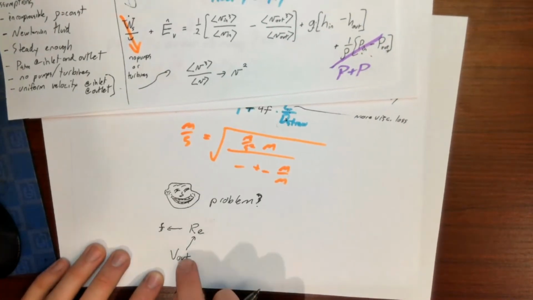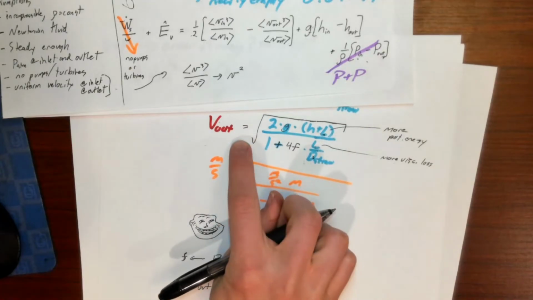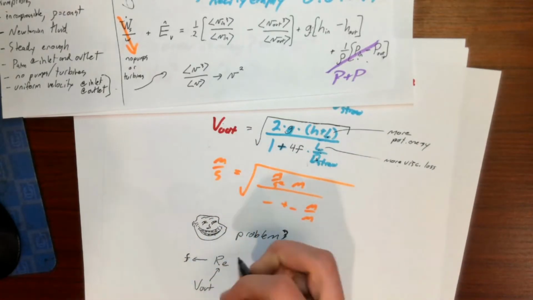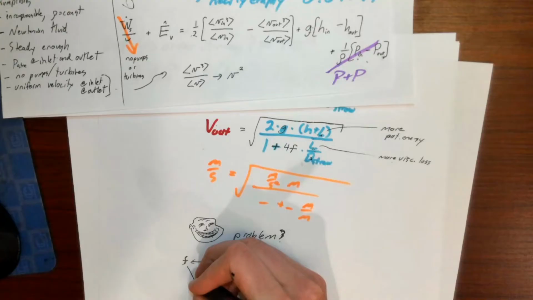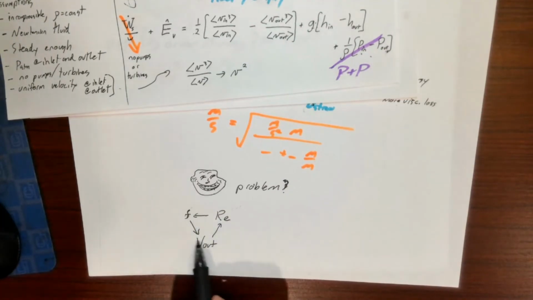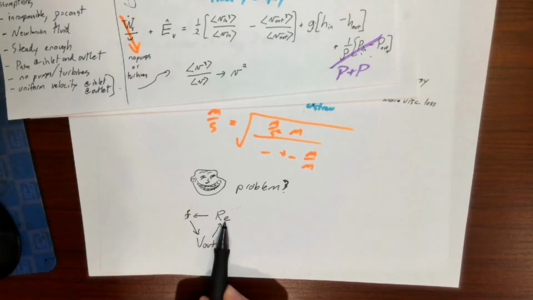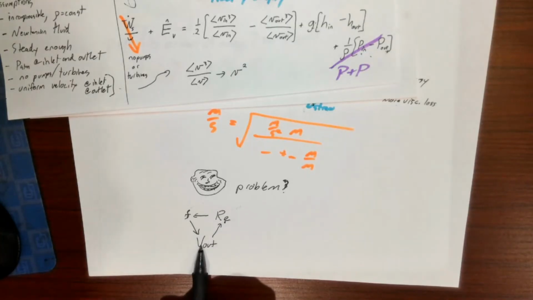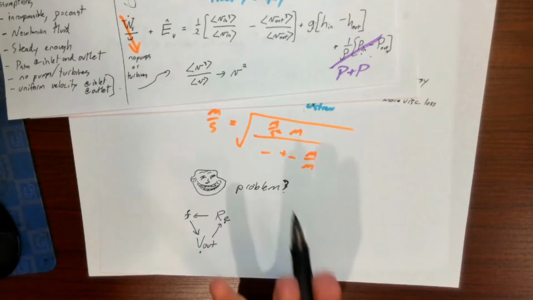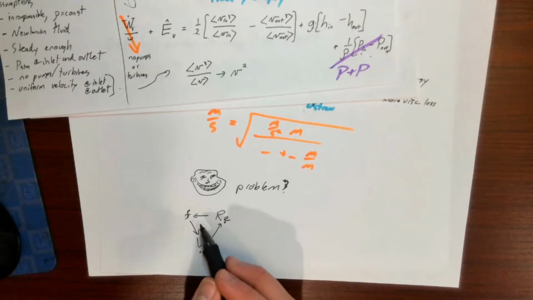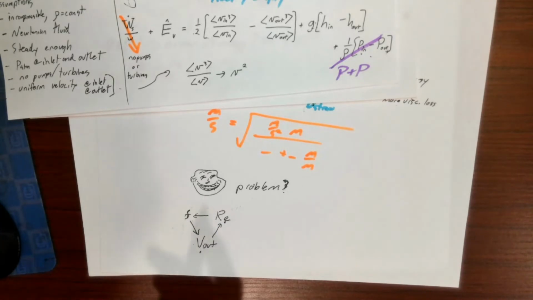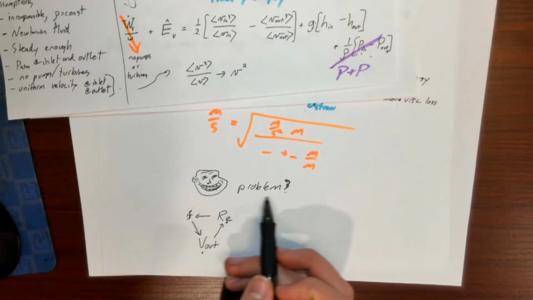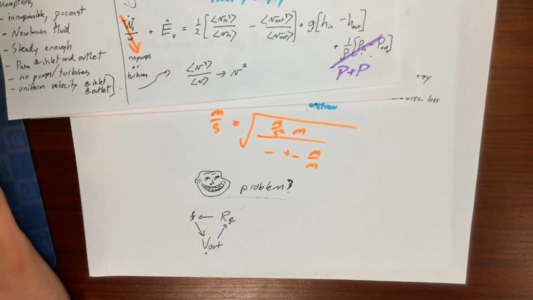But the outlet velocity through conservation of energy depends on the friction factor. So we basically get stuck in this unfortunate loop where in order to know the friction factor, we need the Reynolds number. In order to know the Reynolds number, we need the outlet velocity. In order to know the outlet velocity, we need to know the friction factor. And we can't start anywhere. We have this sort of chicken and the egg problem. So how do we go about solving this?